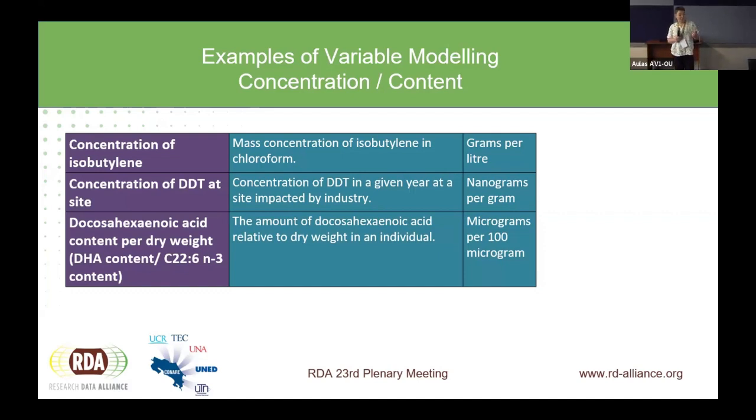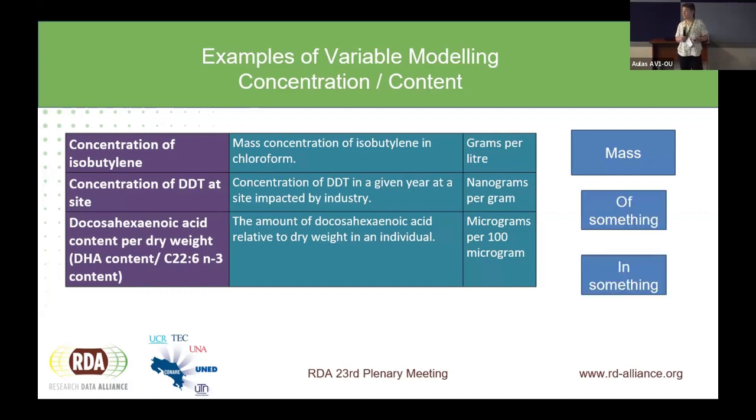But thankfully, we were also given the units in which those variables, those quantities, came. And you can see one was in grams per liter, one is nanograms per gram, and one, again, a mass per mass. So really, this follows a model which is quite common in science, which is a mass of something in something. Sometimes called a concentration, sometimes called a content. But this is something we will go into later.